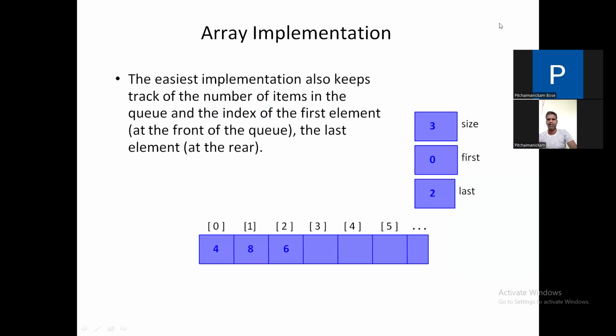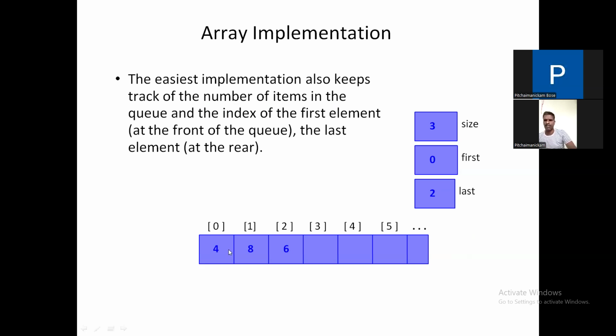This is one best example for representing it with an array. How are we going to represent the operations in an array? The earliest implementation keeps track of the number of items in the queue and the index of the first element. For example, here we are maintaining three different values: one is size, another is first, another is last.